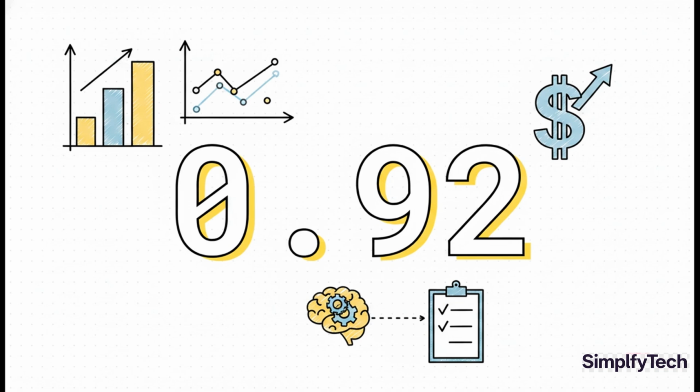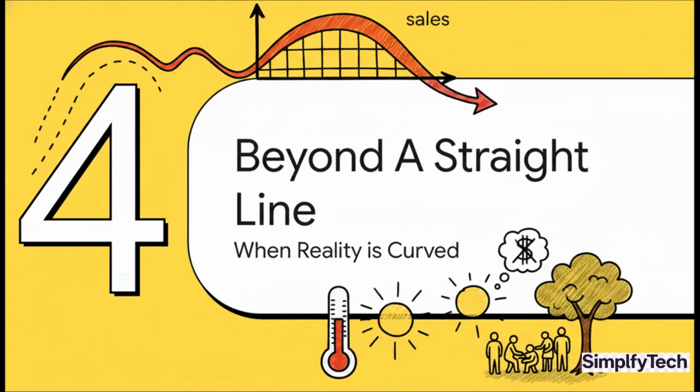I mean, that is awesome. It means our super simple line can explain 92% of the variation in Jeff's sales. That's a really, really strong start. But the real world is messy. It's not always a perfect straight line. What if Jeff realizes that when it gets crazy hot, like sweltering, people just stay home in the air conditioning? His sales actually go down. A straight line just can't handle that kind of curve.